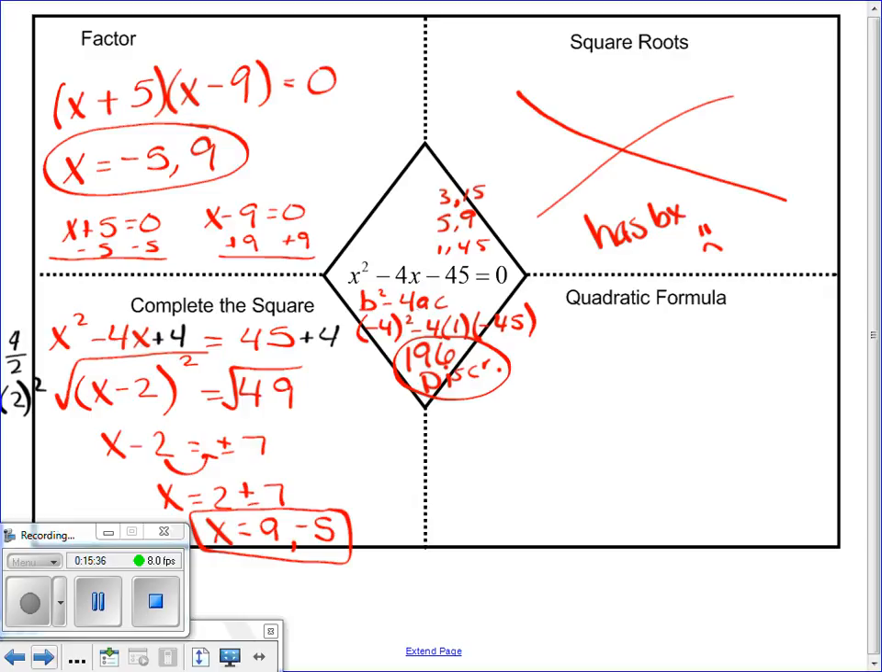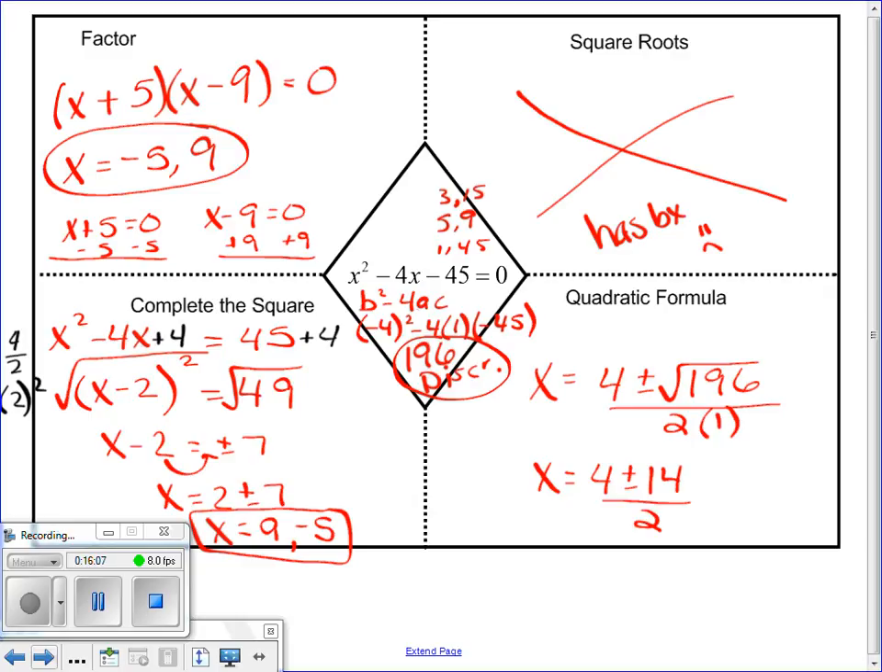And then we have the quadratic formula. Can I always use that? Yeah. So x equals negative b, 4, good, plus or minus the square root of 196. I already did the math. I'm going to be lazy. I already did it. All over 2 times a. Square root of 196, 14.